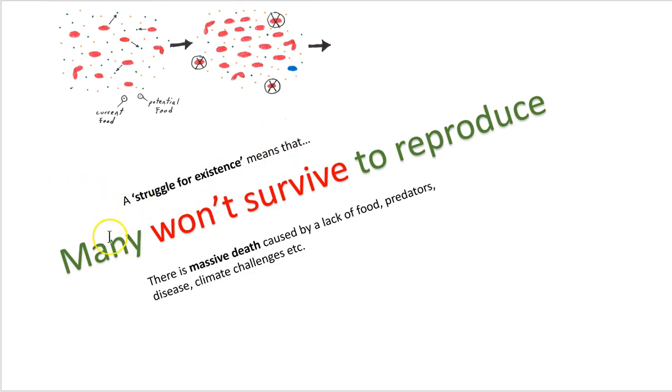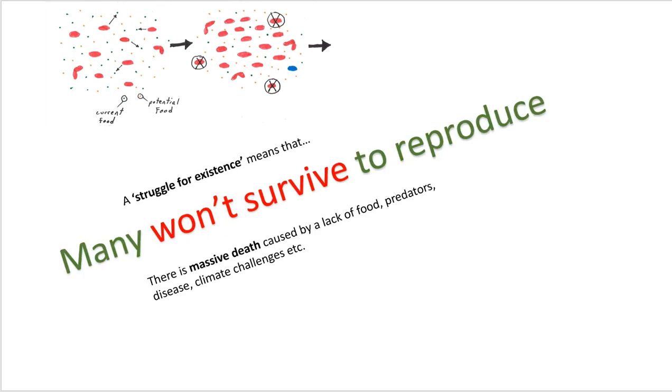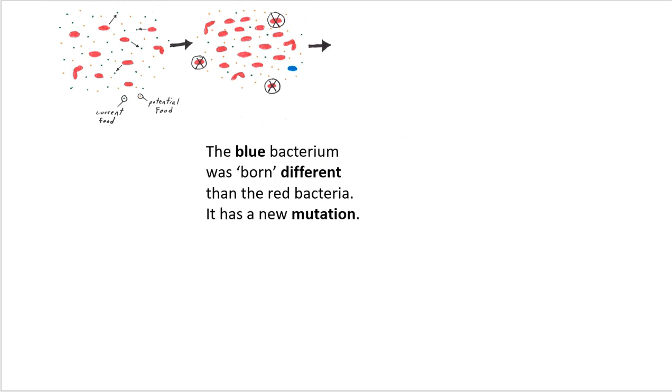Now, a struggle for existence means that many won't survive to reproduce. If you starve before you reproduce, then you're taken out of the game. So there's massive death occurring in nature, caused by lack of food, but other things as well. Predators, of course, disease, climate challenges, etc. So this idea of a struggle for existence is a general concept, and it takes many forms. It can be a struggle to get enough food, it can be a struggle against predators, to avoid predators, it can be a struggle against climate conditions or disease or whatever. That's the struggle for existence.